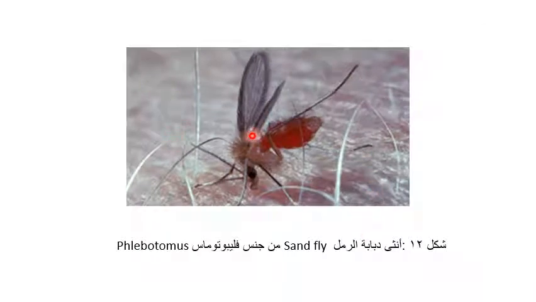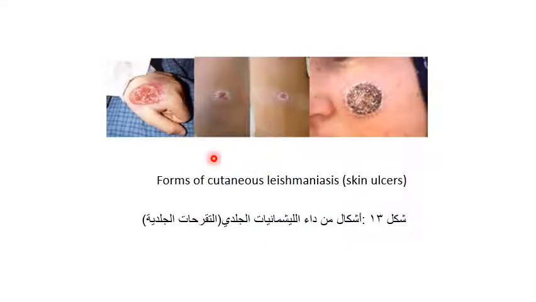This is the female sandfly genus Phlebotomus. These are forms of cutaneous leishmaniasis or skin ulcers. As you see, wet forms and dry forms. The deeper is the wet form, and as you see, the dry form is less clear than the wet ulcers.